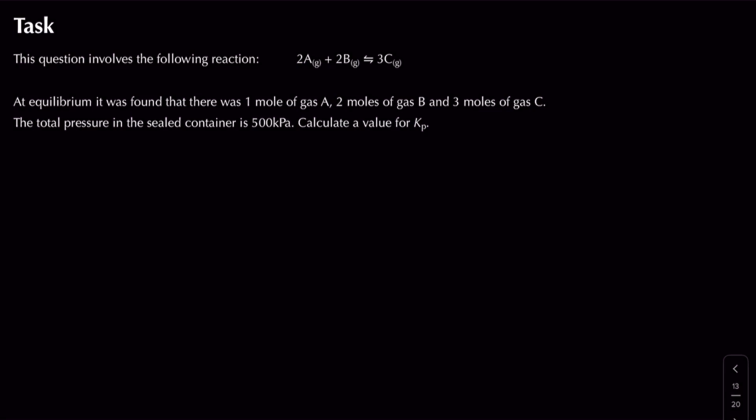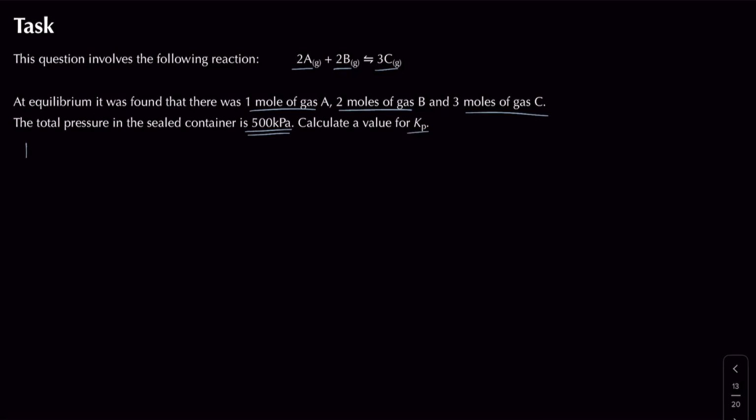So let's say we've got 2 lots of A and 2 lots of B react together to form 3 lots of C. We're told at equilibrium, we've got 1 mole of gas A, 2 moles of gas B, and 3 moles of gas C. Because it's told us the equilibrium moles, we don't actually need to use a rice box over here. We're also told the total pressure is equal to 500 kilopascals, and we need to find a value for Kp using this information.